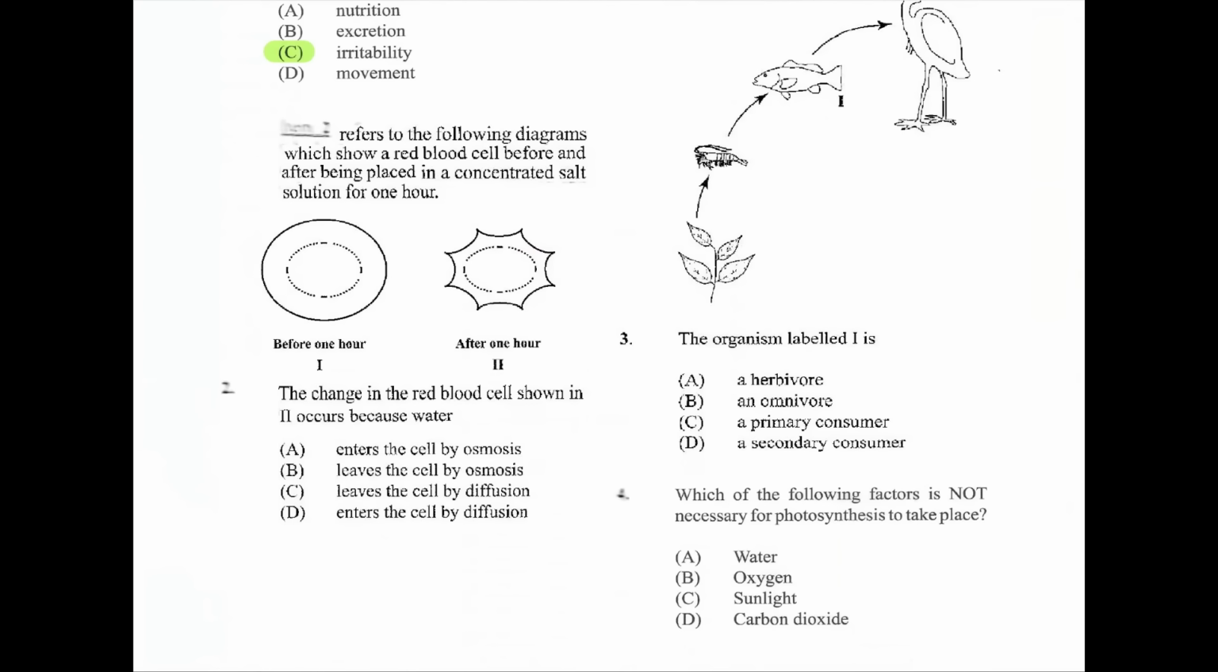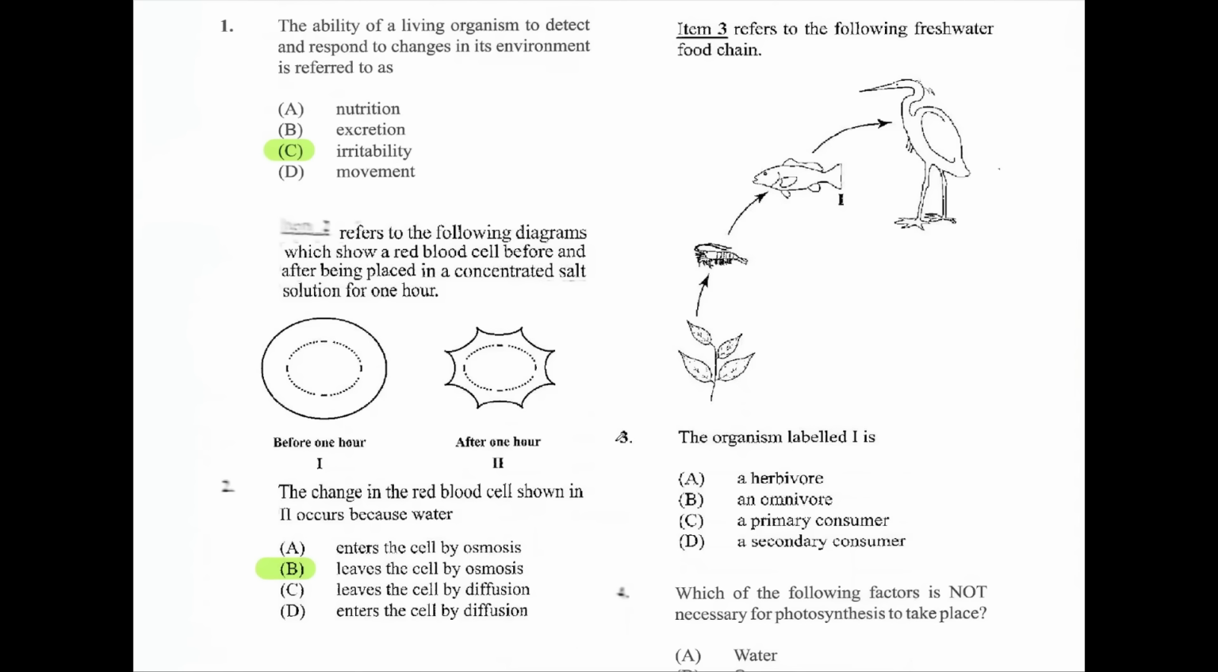Item 2 refers to the following diagrams, which show a red blood cell before and after being placed in a concentrated salt solution for 1 hour. The changes in the red blood cell shown in 2 occur because water has left the cell. It shrunk, so it means water is leaving via osmosis. So that means the answer is B.